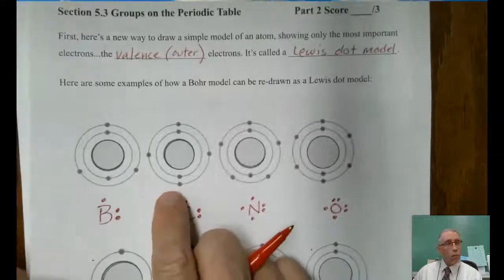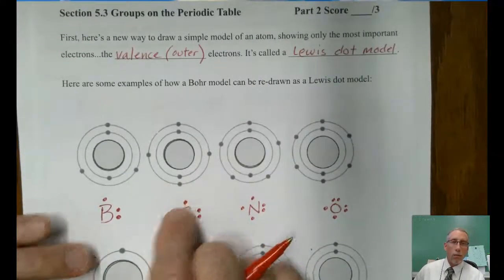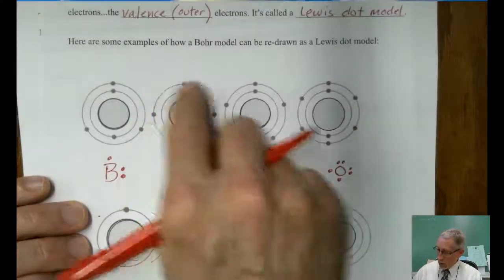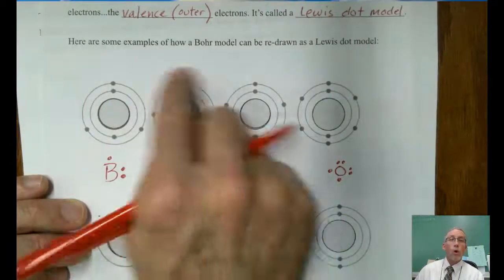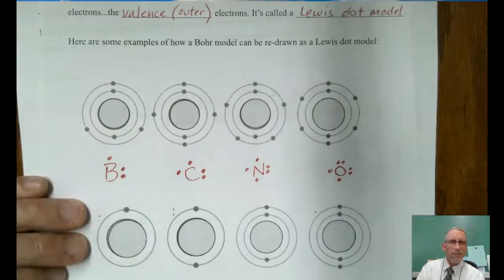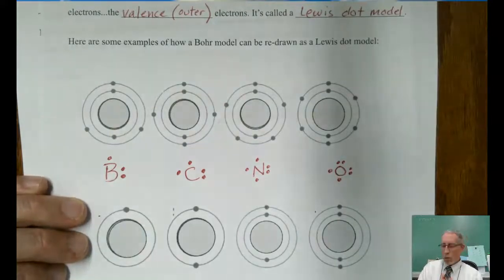Now I'm going to skip carbon because carbon is kind of right in the middle. So it's got 4, so it's got 2 choices. It can either try to get 4 more or get rid of those 4. It turns out it's not going to do either one. So we'll just skip that for now.